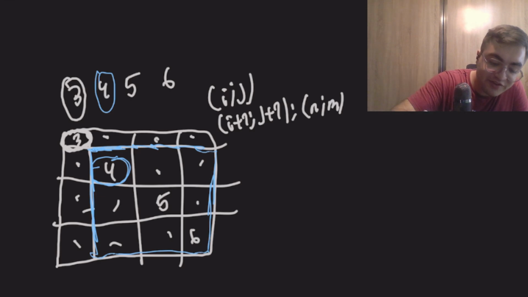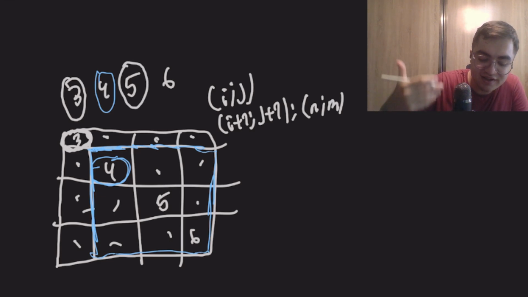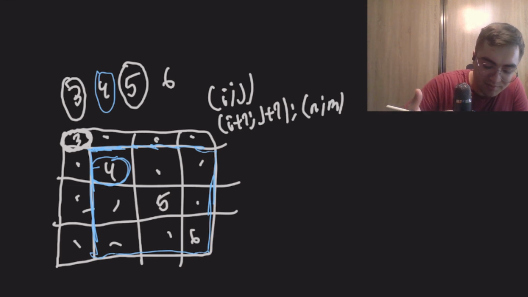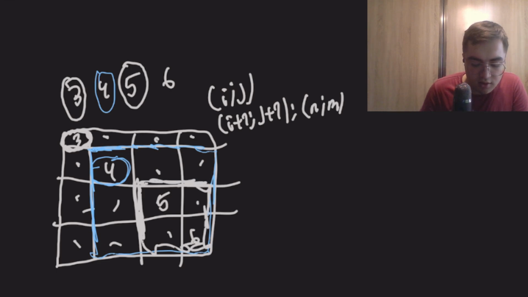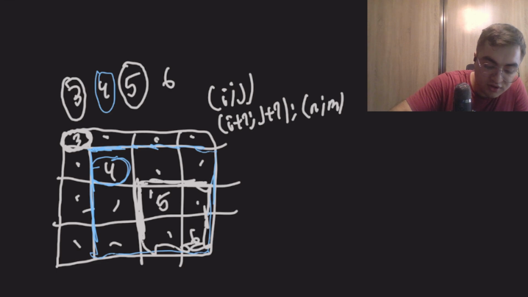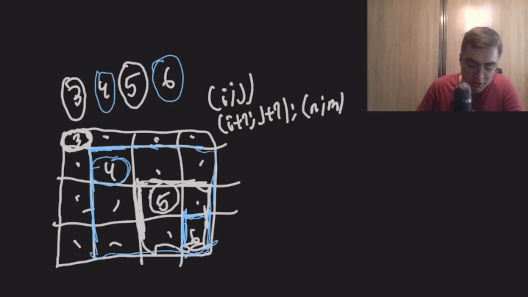Now, the first player needs to choose the next number in the array inside the next sub matrix, which is this one that I've just highlighted. And here they can actually choose this 5. And when they do this, now the next player needs to choose this 6 inside this sub matrix. And they can actually do this. Now, the question is who wins?